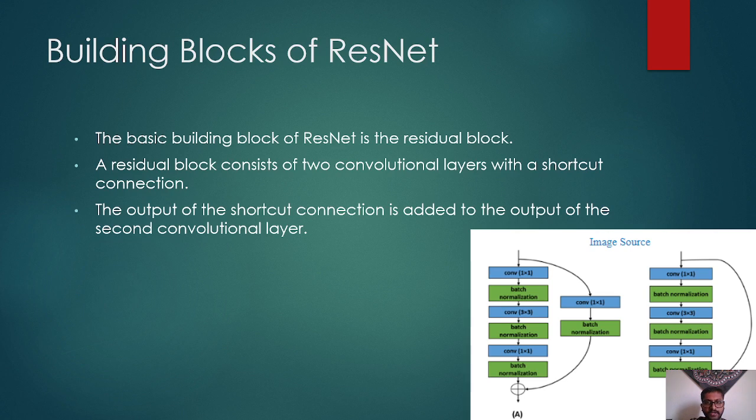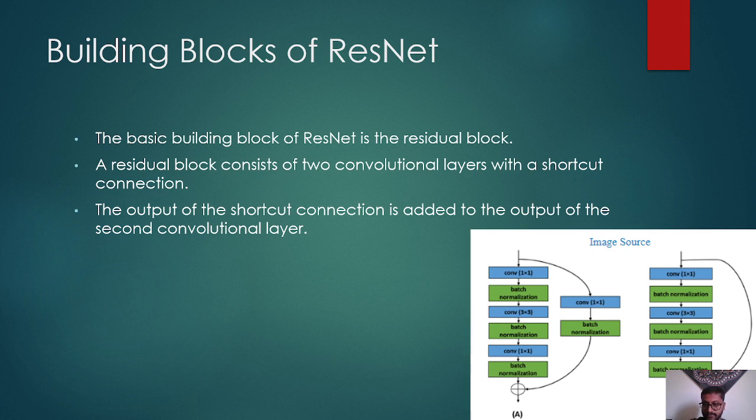Building blocks of ResNet. The basic building block of ResNet is the residual block. The residual block consists of two convolution layers with a shortcut connection. The output of the shortcut connection is added to the output of the second convolution layer. So in the image, you could see the convolution of 1 cross 1, batch normalization, convolution of 3 cross 3, batch normalization, convolution of 1 cross 1, batch normalization.